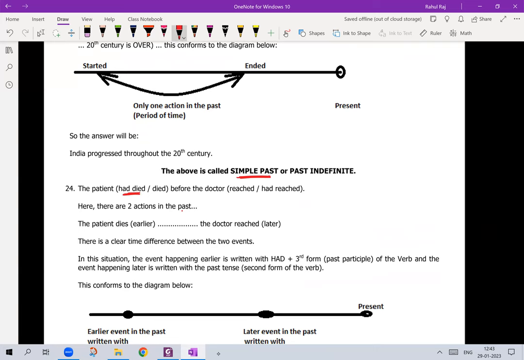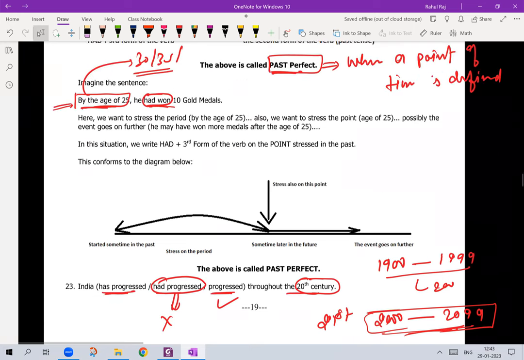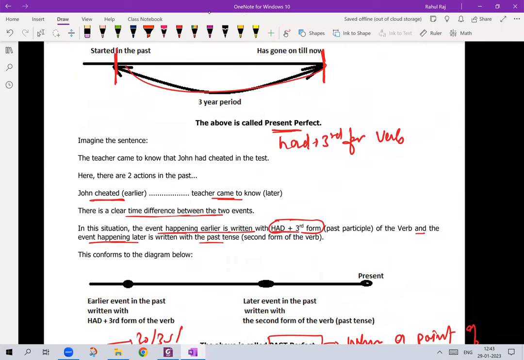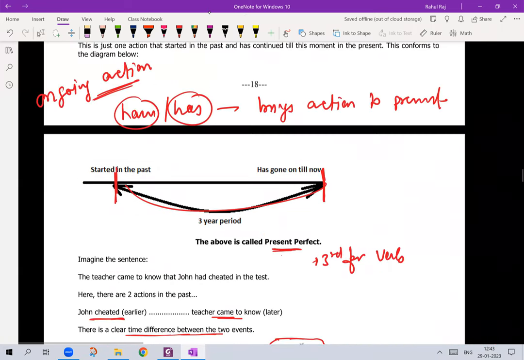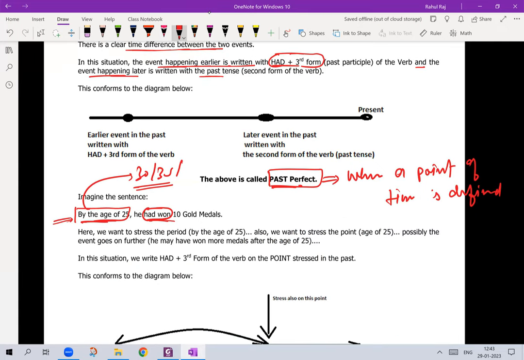Patient had died. Yeah, please tell. Yesterday, in last class, you mentioned the example that John cheated. Teacher came to know that John had cheated. Had cheated. But this is the same thing. There is no time frame in this, but had cheated is used. No, it's not about time frame. It's about two actions should be there. Teacher came to know, this is one action. But you have mentioned that time frame must be there in past perfect. No, no. There are two ways to use past perfect. One is if there are two events in the past, you will use past perfect. Another is when point of time is defined. That's it. So these are two different uses of past perfect.